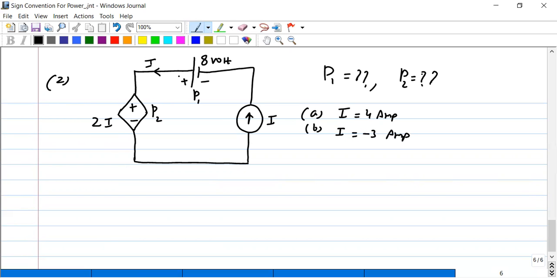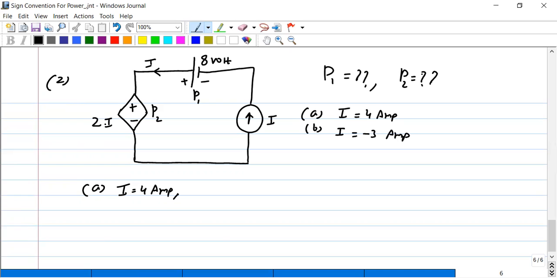Very simple question. I think by this time it should be on your fingertips how to solve this. Okay, let us take the first bit and say that when I is equal to 4 ampere, let us try to find out P1 and P2. Before going to that, this dependent source of 2I is nothing but a voltage source. Inside you see you have marked plus and minus.